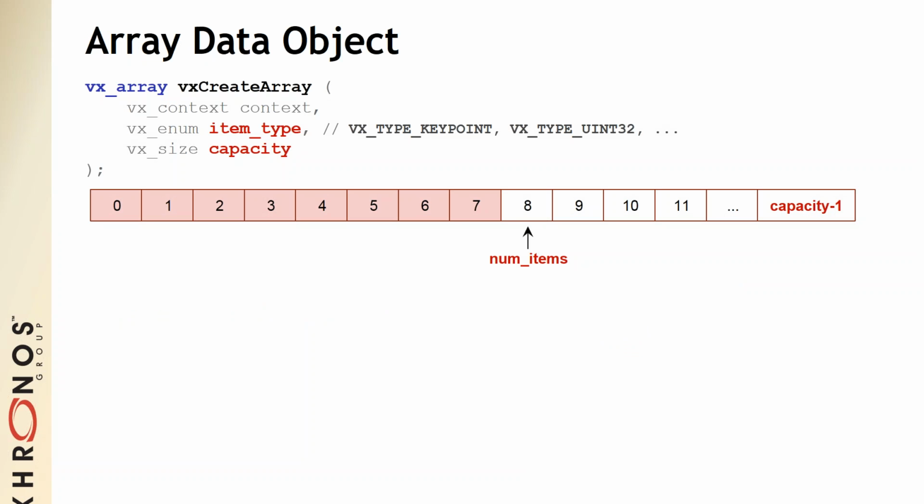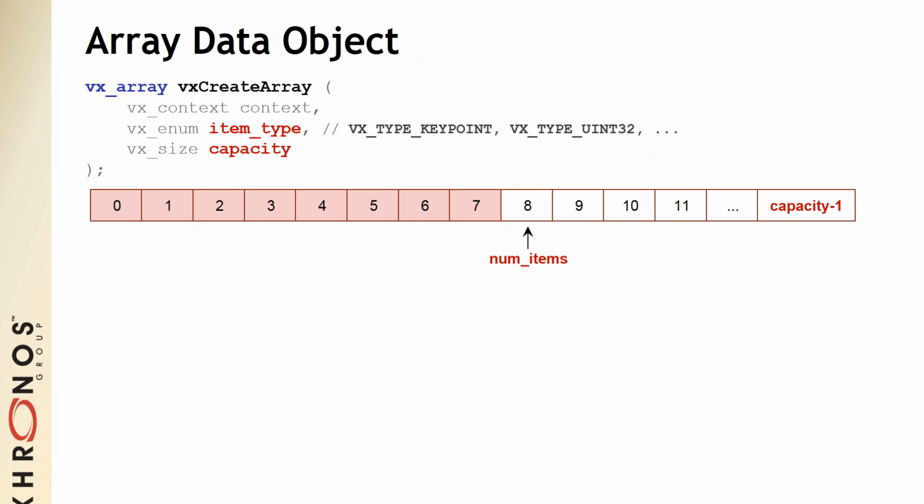Now let's look at how to create an array object and access its data memory. Use the vxCreateArray function call to create an array. Then you need to specify the type enumeration, what kind of array element you want. You can specify type keypoint for a keypoint array, or you can also specify something like type UINT32 if you want an array of integers. And you also need to specify the capacity, since you have to say what the max capacity of this array is going to be.